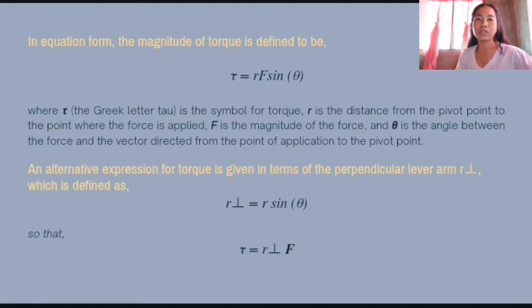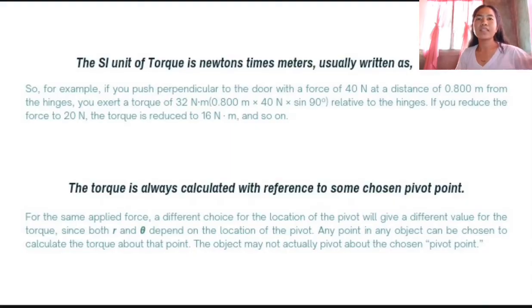An alternative expression for torque is given in terms of the perpendicular lever arm, which is defined as perpendicular lever arm equals r sine theta, so that torque equals perpendicular lever arm times force, F. The SI unit of torque is newtons times meters, usually written as N·m. For example, if you push perpendicular to the door with a force of 40 newtons at a distance of 0.800 meters from the hinges, you exert a torque of 32 N·m.